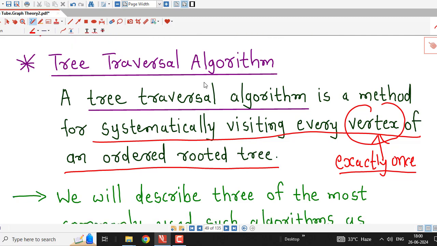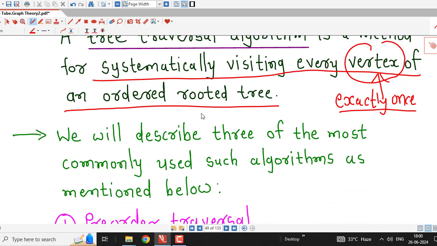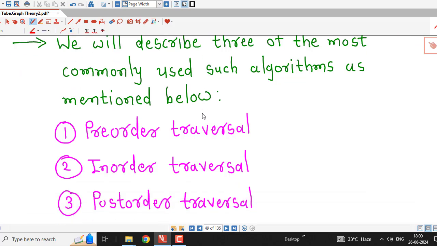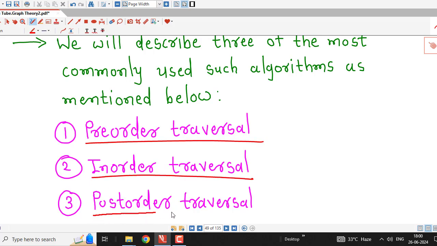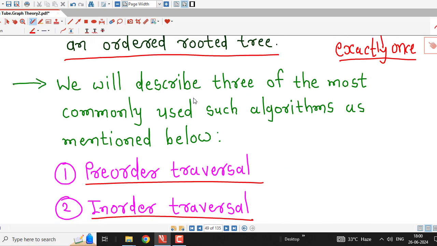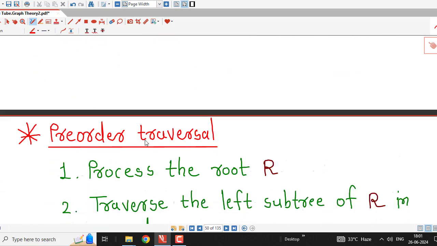There are three different tree traversal algorithms which are most commonly used, and we are going to discuss them one by one. They are called pre-order tree traversal, in-order tree traversal, and post-order tree traversal. First we understand the pre-order traversal of a tree.